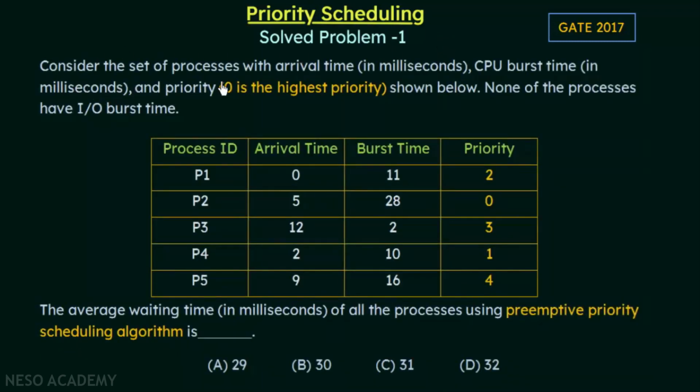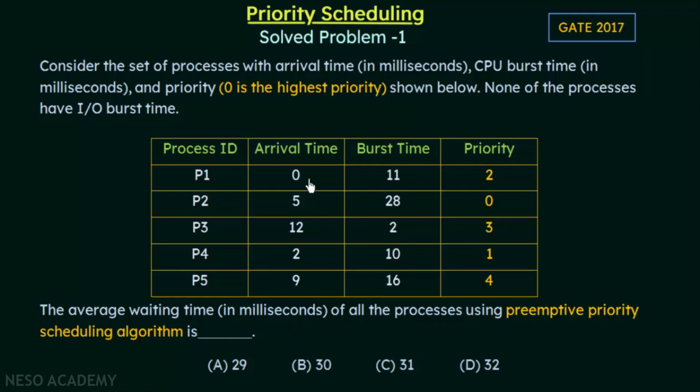Consider the set of processes with arrival time given in milliseconds, CPU burst time given in milliseconds, and priority, where 0 is the highest priority, shown below. None of the processes have I/O burst time. The average waiting time in milliseconds of all the processes using preemptive priority scheduling algorithm is blank.